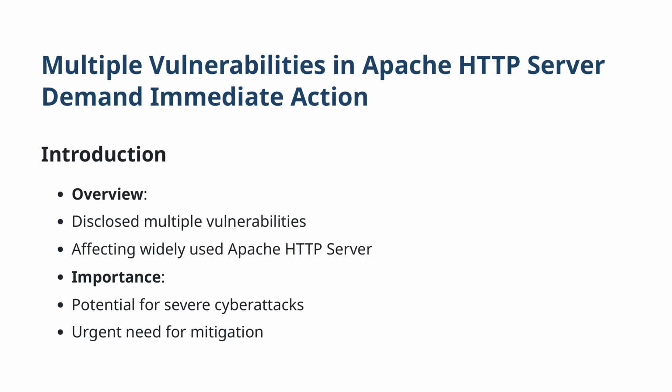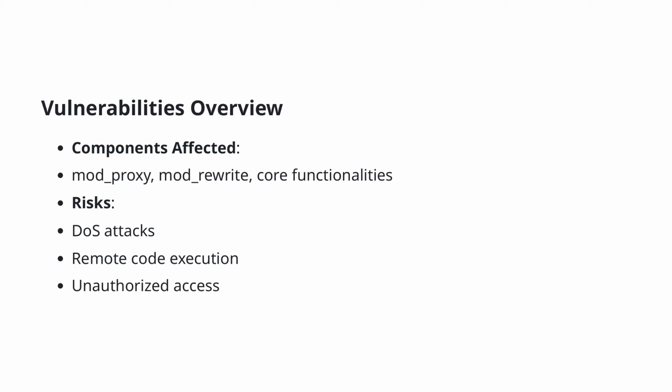This introduction sets the stage for understanding the specific components and functionalities affected and the types of attacks these vulnerabilities could facilitate. This slide provides an overview of the specific components and risks associated with the vulnerabilities in the Apache HTTP server. Key components affected include mod_proxy, mod_rewrite, and core functionalities of the server itself. The risks posed by these vulnerabilities are significant.